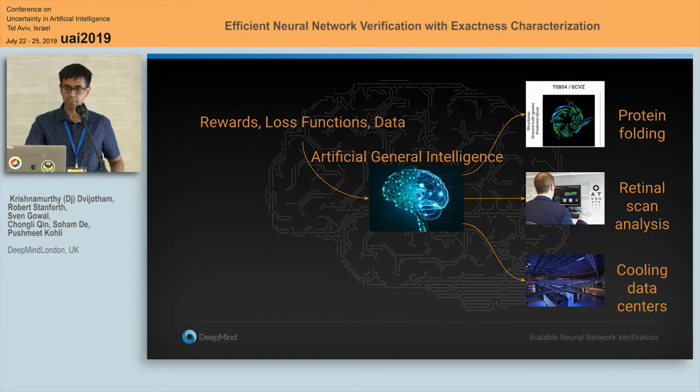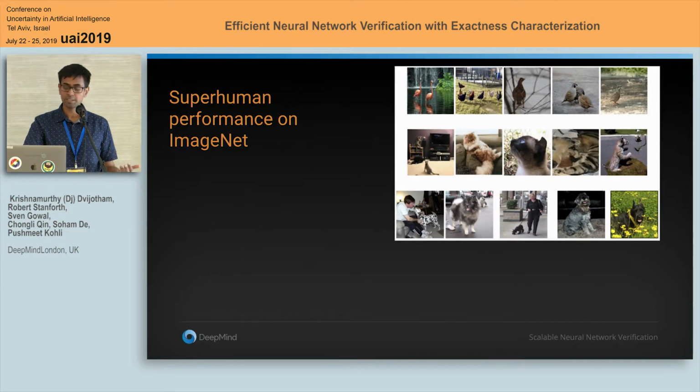And we've already achieved successes in diverse domains like analyzing retinal image scans, cooling data centers, and folding proteins. And even in the broader machine learning community, over the last 10 years or so, we've seen incredible performance on very complex image classification tasks like ImageNet. And so you might wonder, is this path going to continue, and are we kind of done, right?